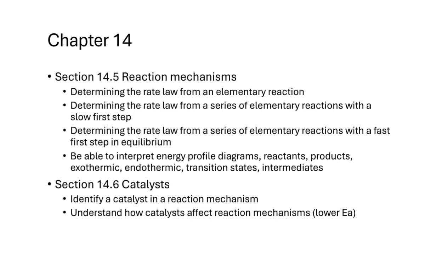In chapter 14, section 5, this is where we started looking at reaction mechanisms. So you're given an overall reaction, and you then saw the elementary reaction steps that make up that reaction. From those elementary reactions, we can determine rate laws. If we have a more than one step mechanism, if the first step is the slow step, determining the rate law is relatively straightforward. Rate equals k times the concentration of reactants for the slow step. If there's a fast first step that has equilibrium, then there's a little bit more algebra you have to do, so make sure you're comfortable with that.